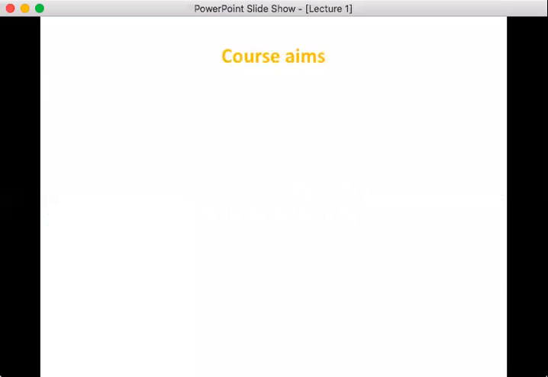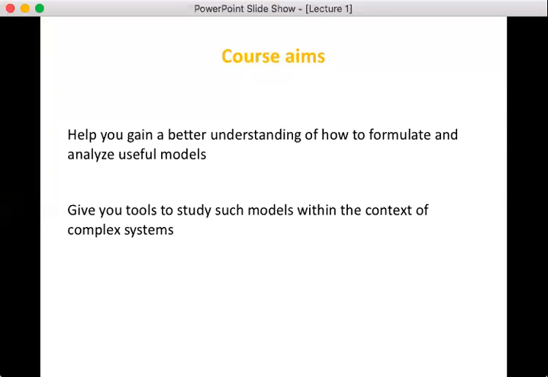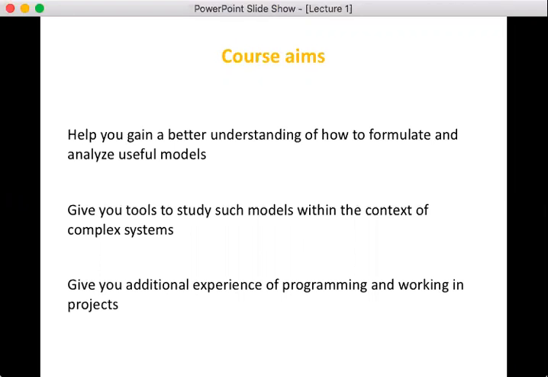Okay, so let's start. What are the course aims? The aims are, first of all, to help you gain a better understanding of how to formulate and analyze useful models. Then, to give you tools to study such models within the context of complex systems. And finally, to give you additional experience in programming and working in projects, specifically in a group.